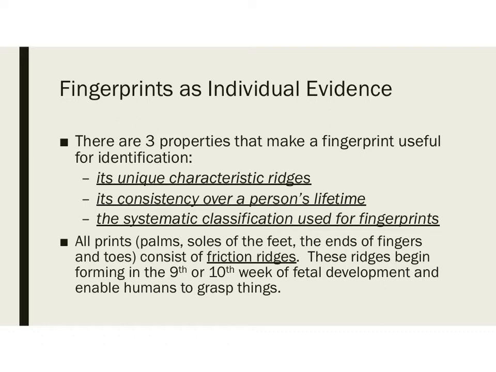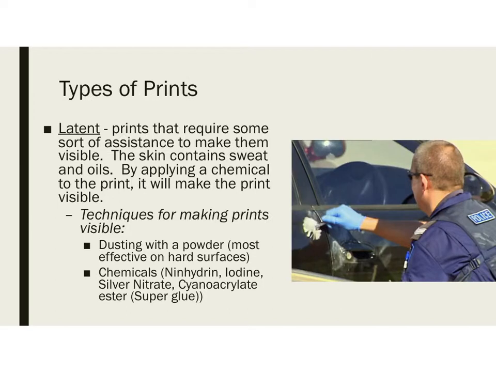Okay, we do have different ways of actually classifying the print based upon the type of print, and then also looking at individual characteristics called minutia. So any type of print, our palms, the soles of our feet, or the ends of our fingers and toes have these ridges. Those ridges form actually when you're a wee little itty baby fetus, and that's in about the 9th or 10th week. Okay, so we want that. We do want to have those ridges because it allows for us to actually grab and control objects.